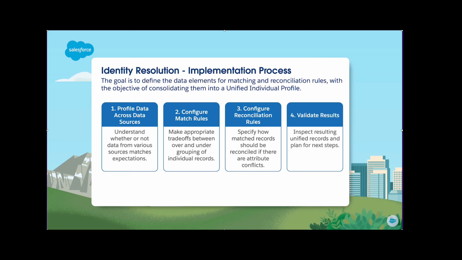Lastly, you need to validate your results. You work through your resolution summary results and check that records have been correctly assigned to the correct unified profile. It's very important to understand that identity resolution is an iterative process. It may take a few tries, maybe many tries, to get your matching and reconciliation rules working the way that you want. You understand your data.